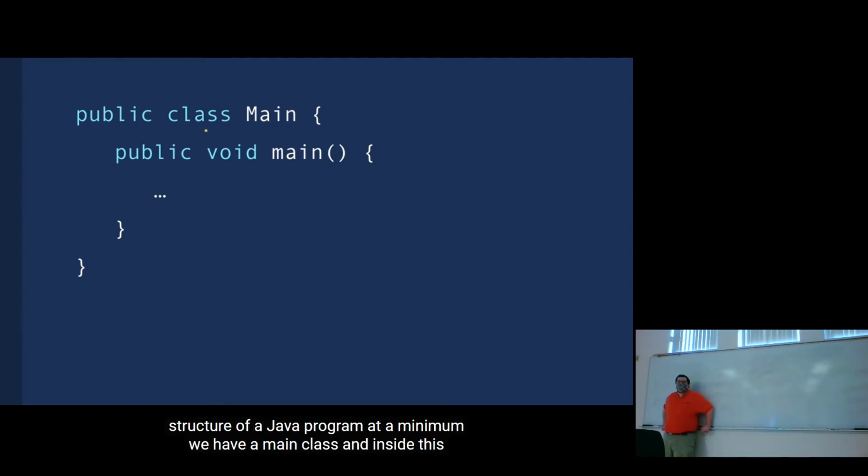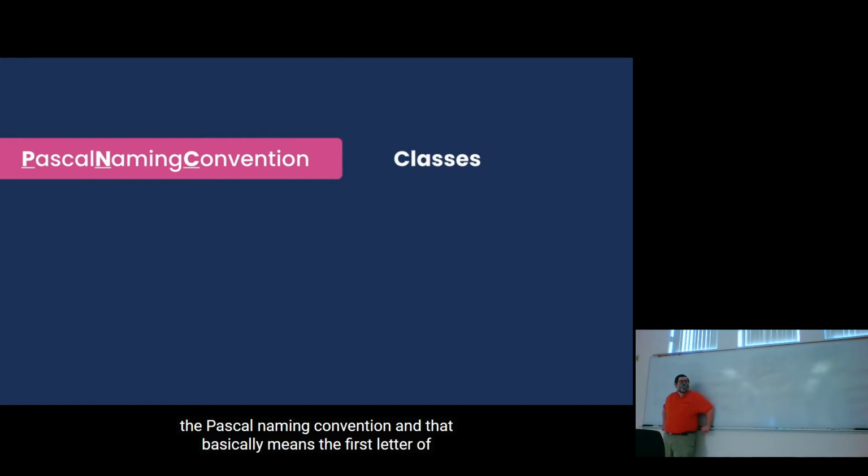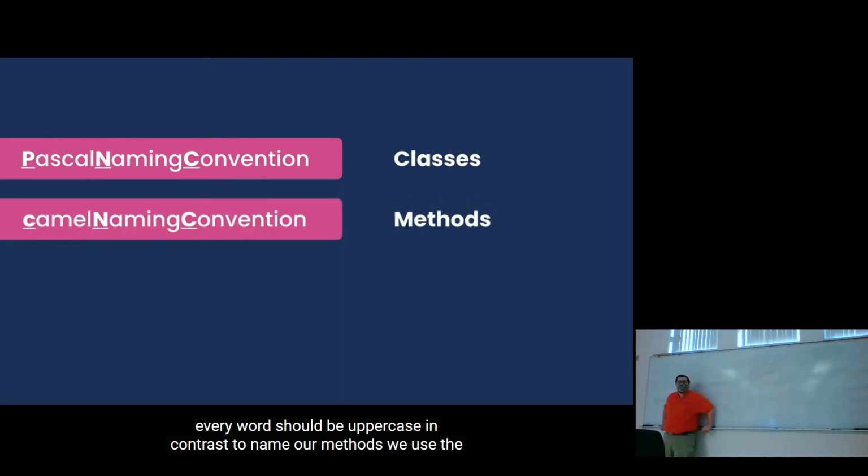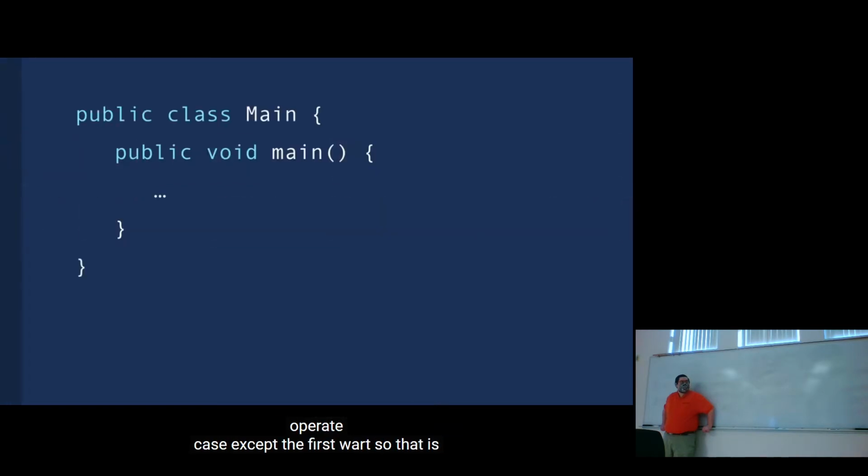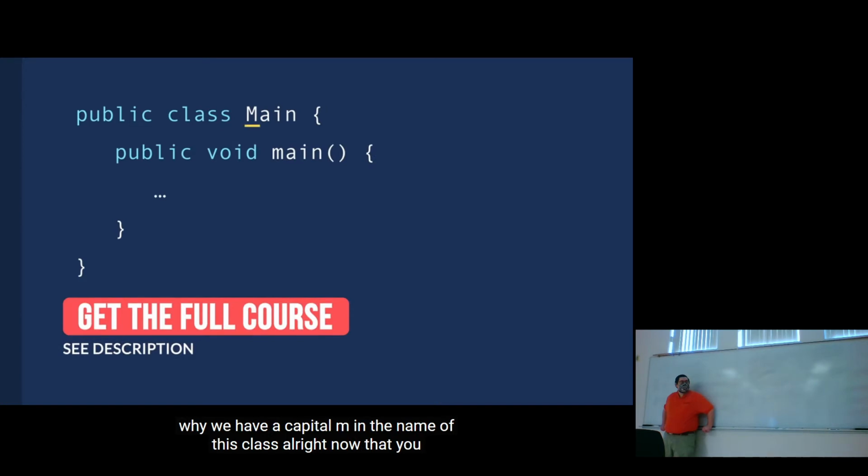At a minimum, we have a Main class, and inside this Main class, we have the main method. Now, you might be curious why we have a capital M in the name of this class. Because in Java, we use different conventions for naming our classes and our methods. To name our classes, we use the Pascal naming convention, and that basically means the first letter of every word should be uppercase. In contrast, to name our methods, we use the camel naming convention, and that means the first letter of every word should be uppercase except the first word. So that is why we have a capital M in the name of this class.